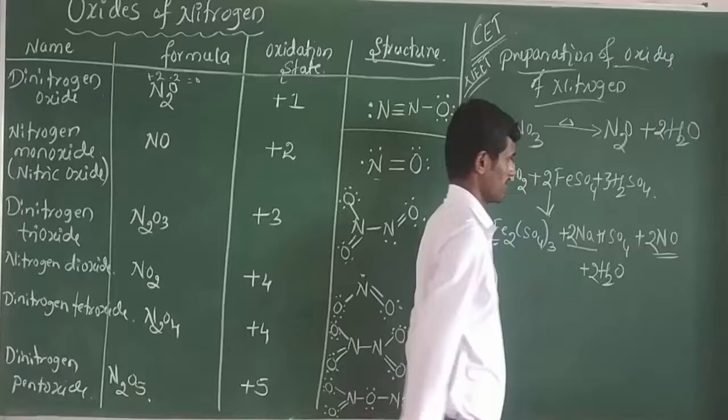Formation of N2O5, means dinitrogen pentoxide. Okay, take this reaction. P4O10 plus HNO3, means nitric acid. Then we get the products HPO3 plus N2O5, but it is not balanced.